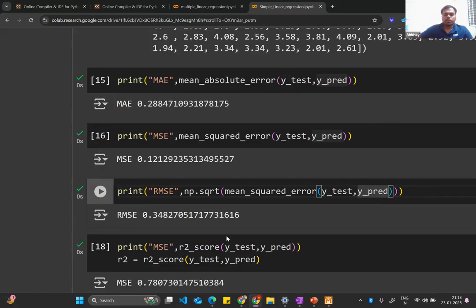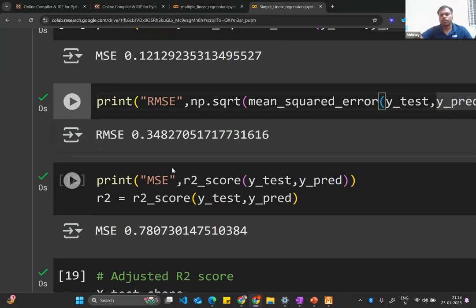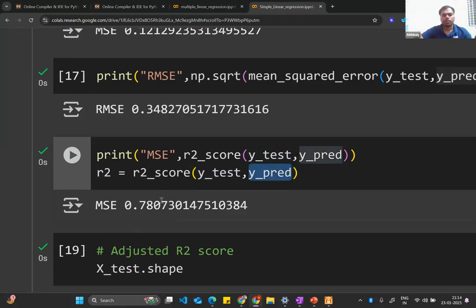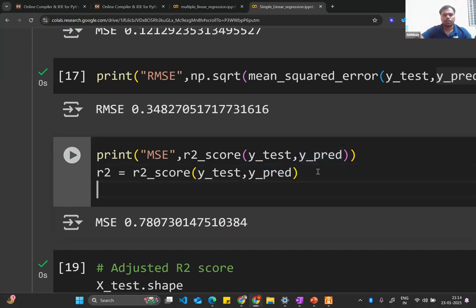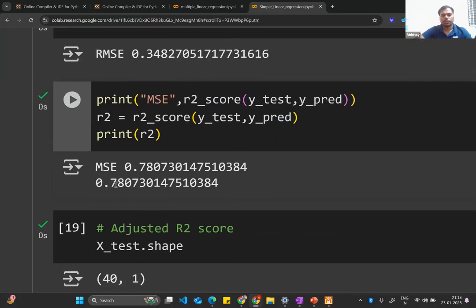Now we are able to do this. So again we have R2 score. Yes, R2 score is also a kind of metric evaluation, with y test and y predict. So you can print your R2 score also. This is your R2 score value.